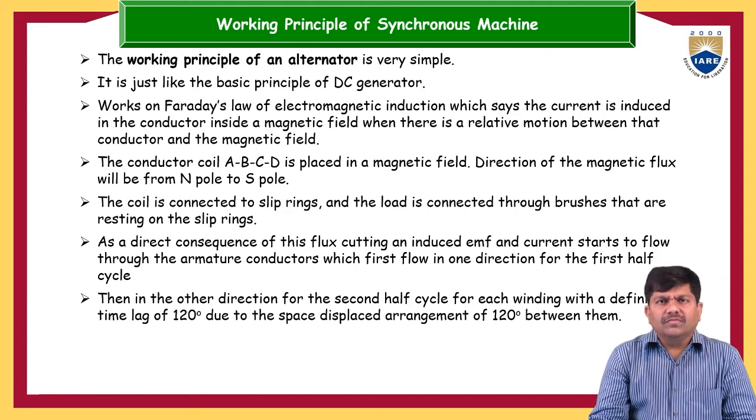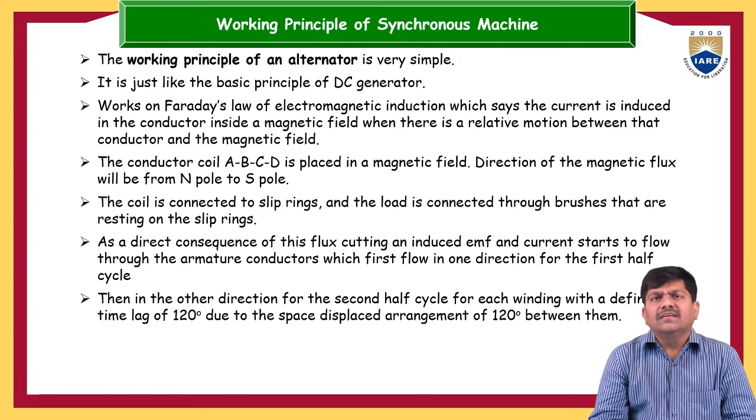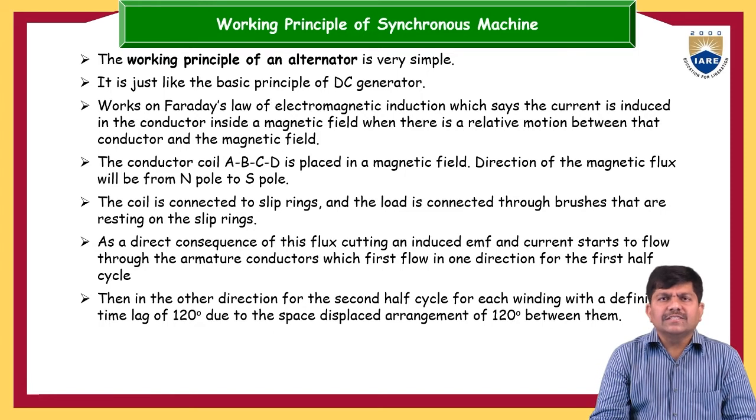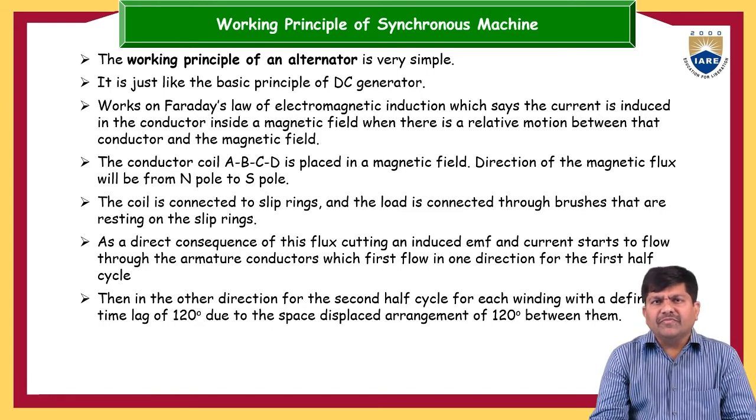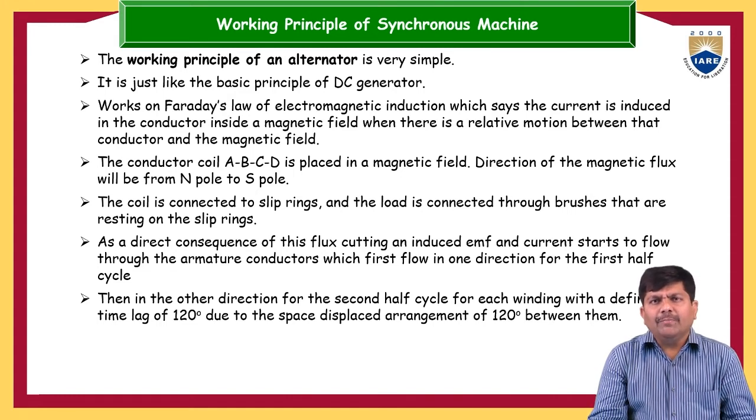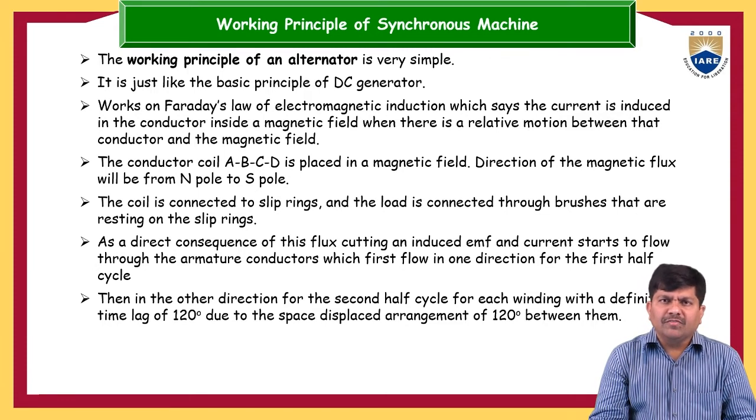Next, what is the working principle of the synchronous machine? The working principle of an alternator is very simple, because it is just like a DC generator, only the commutator is missing. In a DC generator we get a single phase kind of alternating voltage across the armature. Here we keep three windings with a physical displacement of 120 degrees with each other. Then every 120 degrees phase displaced armature winding will produce one alternating voltage.